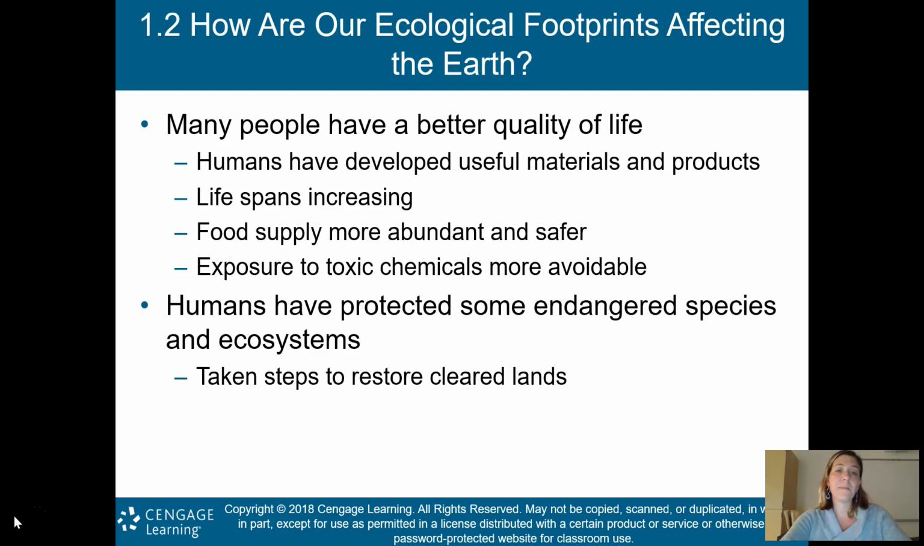Food products might be safer. And then we have more avoidable exposure, or we are not as exposed to toxic chemicals as we might have been in the past. So here at the bottom, it says humans have protected some endangered species and ecosystems. This is just saying, we're not doing everything wrong. So overall, we are living unsustainably and need to take more measures to deal with that. But a lot of people are working to correct environmental problems that humans have caused, like habitat loss and its impact on species.